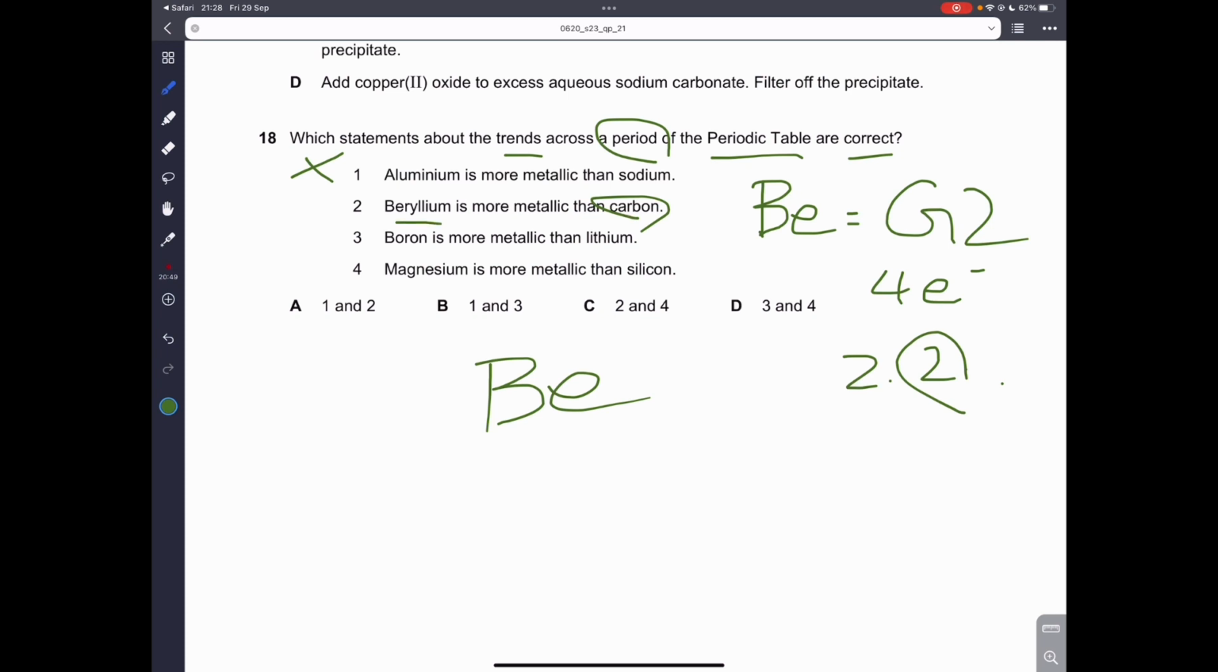Carbon is a non-metal. Of course, beryllium is going to be more metallic. It is on the left side of the periodic table. Statement 2 is correct. Boron is more metallic than lithium.